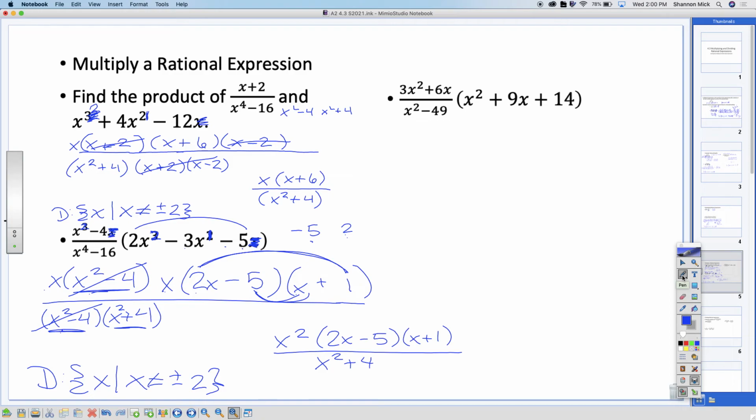Okay, 3x squared plus 6x over x squared minus 49, and then times x squared plus 9x plus 14. The bottom one's a difference of squares. Everyone see it? Once you start seeing them, your life does turn out easy. So x minus 9 and x plus 9?